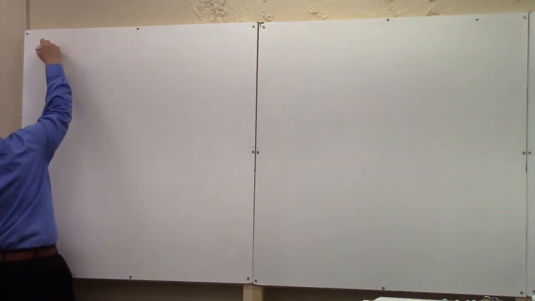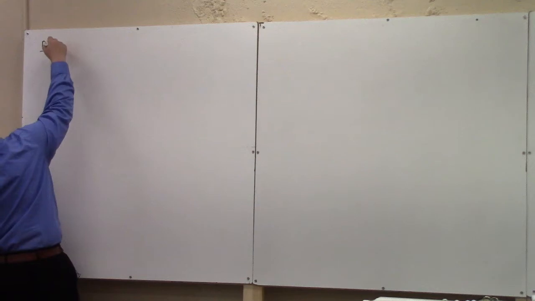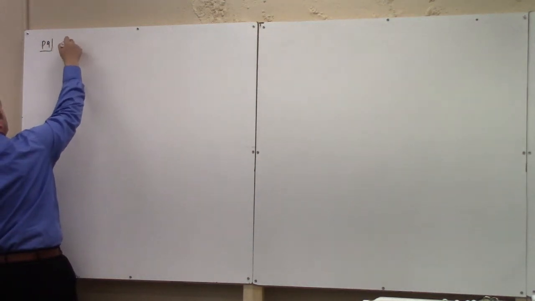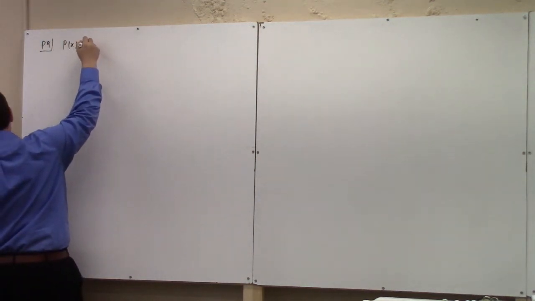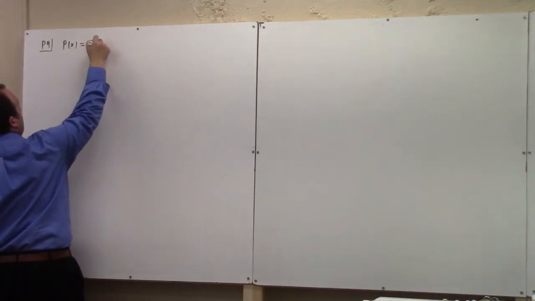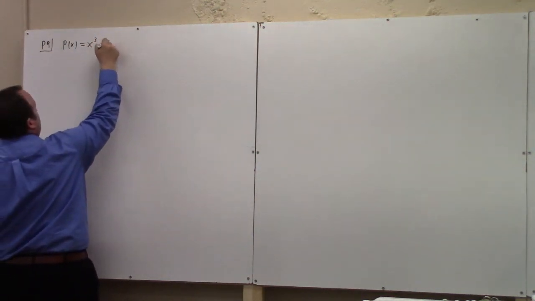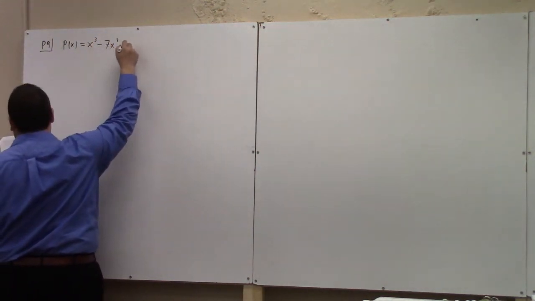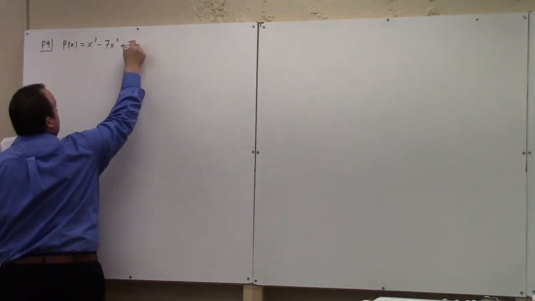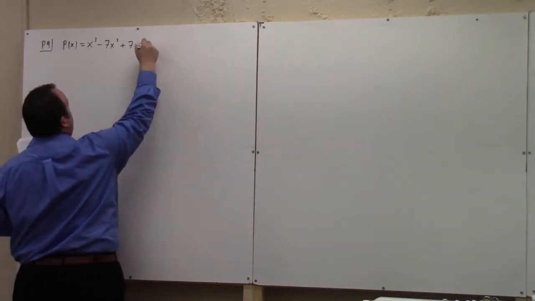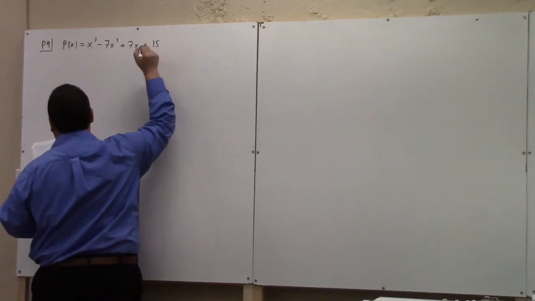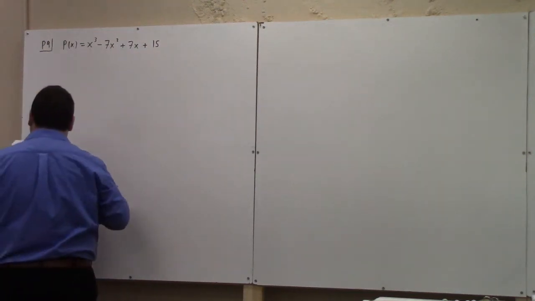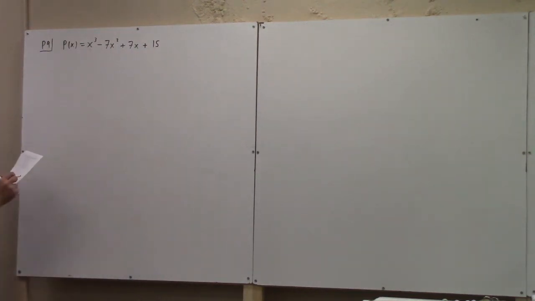Let's see here. So P of x is x cubed minus 7x squared plus 7x plus 15. I said factor P of x completely, right?